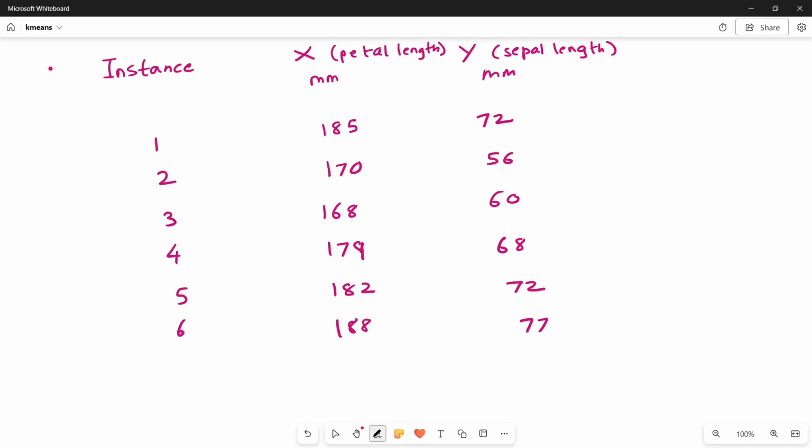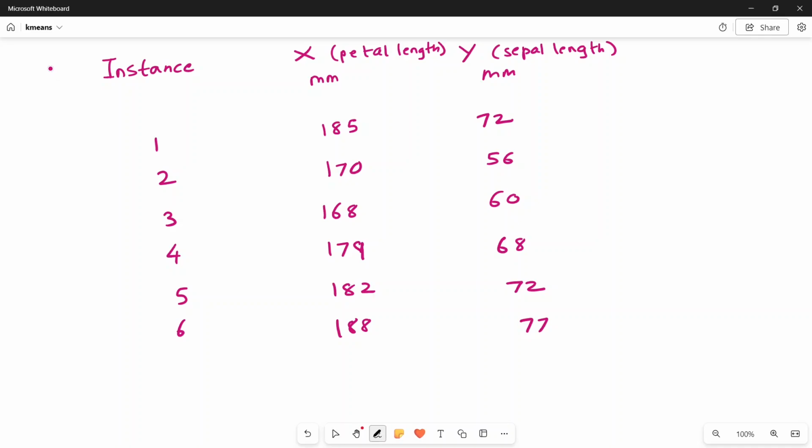Now the basic concept of k-means clustering is that the data points which are similar to each other will be closer. And how do we define closer? We define that using the Euclidean distance in case of k-means algorithm.